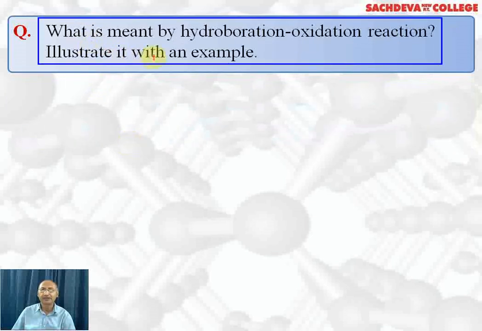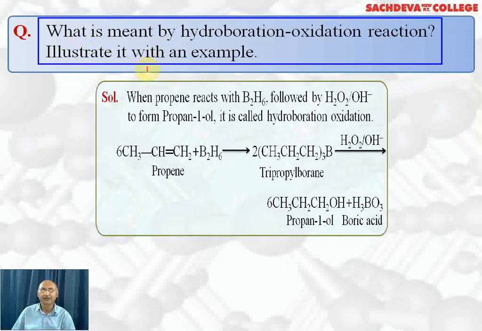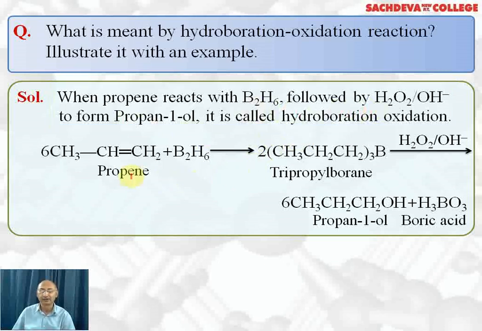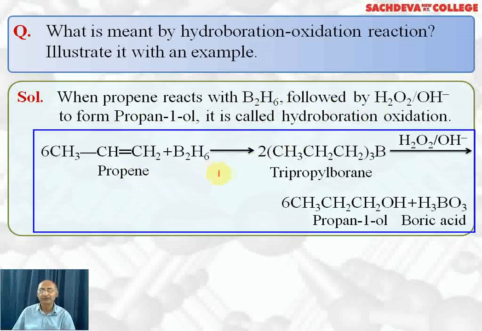Next question, what is meant by hydroboration-oxidation reaction? Illustrate with the help of an example. When propene reacts with diborane B2H6 followed by oxidation by hydrogen peroxide in alkaline medium to form propan-1-ol, it is called hydroboration-oxidation. Propene plus diborane B2H6 gives tripropyl borane, which on oxidation with hydrogen peroxide and OH- ion results in the formation of propan-1-ol and boric acid.